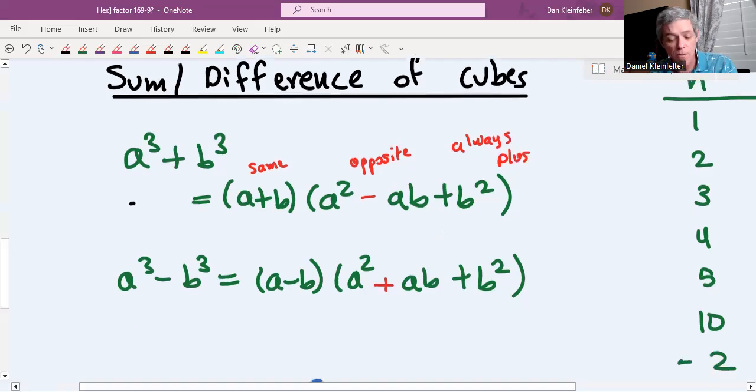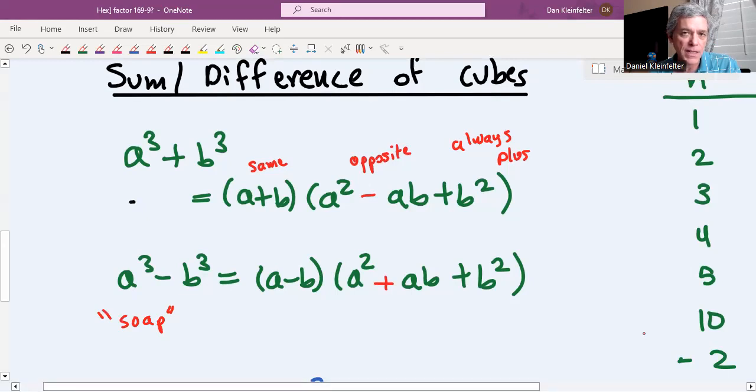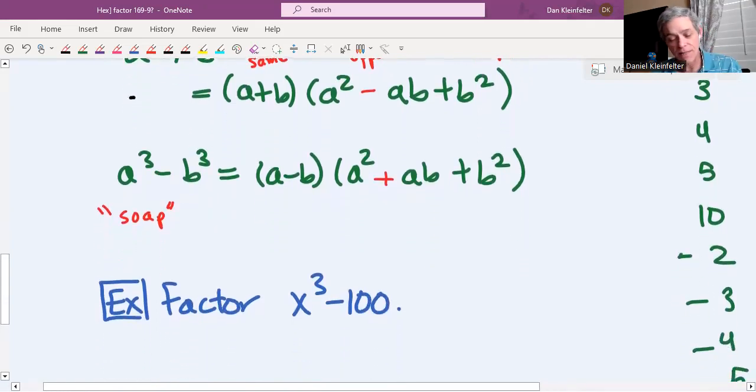A mnemonic or memory aid for this that can help you remember this pattern is the word SOAP, S-O-A-P. You can think of that for standing for same, opposite, always plus. Same sign, opposite sign, and then always plus in the back. All right, so with that in mind, let's see if we can try some examples.